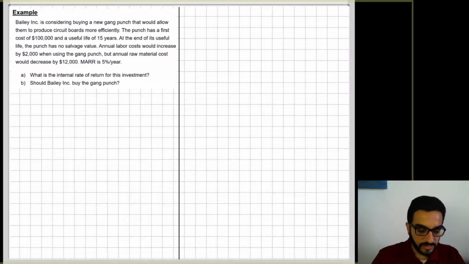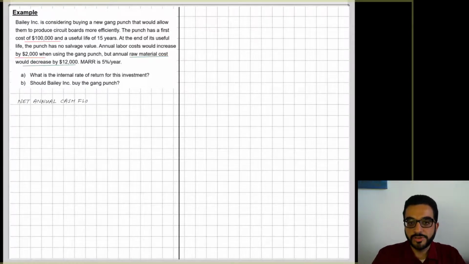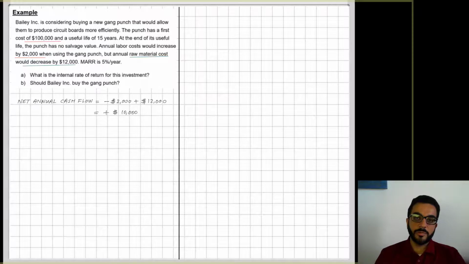So let's see here the process of calculating IRR. You can see here I have the initial investment, but then there may be some confusing wording here. The annual labor cost would increase by $2,000, so this is not G. I used to have an annual labor cost of, let's say, 100K, and because this new gang punch will require highly skilled labor, I have to pay them more. So it will cost me 102K instead of 100,000.